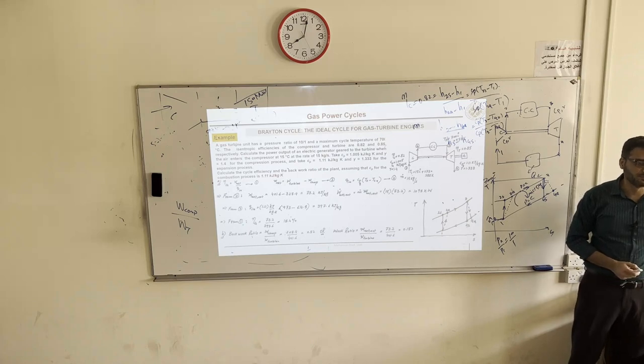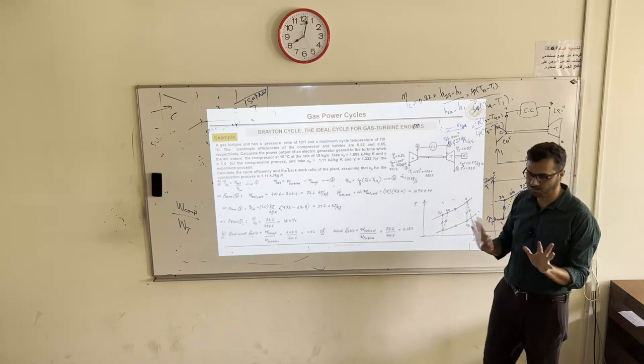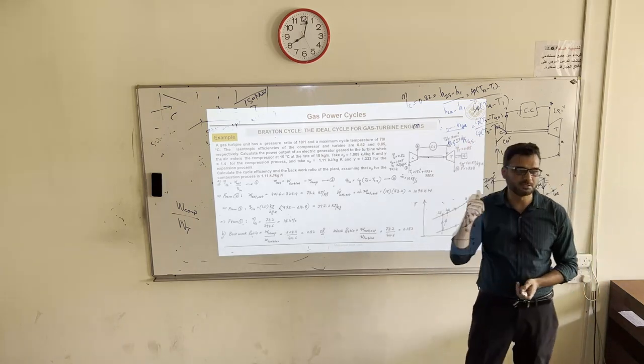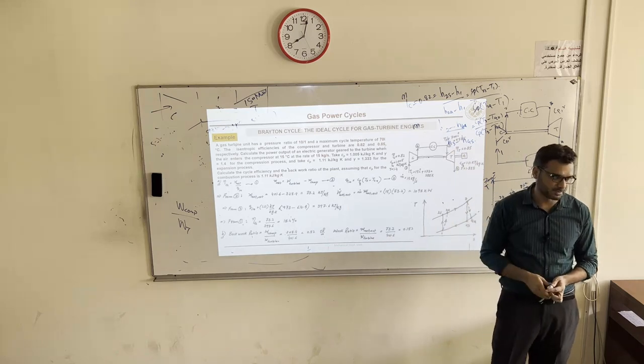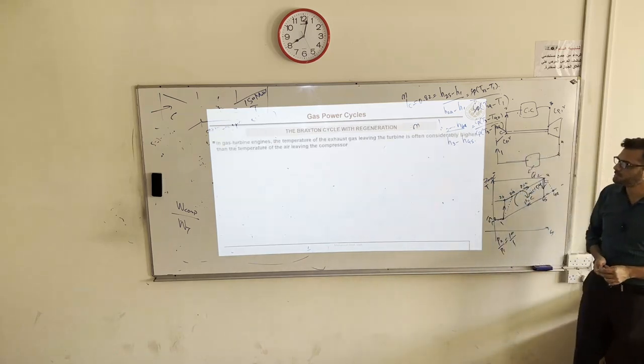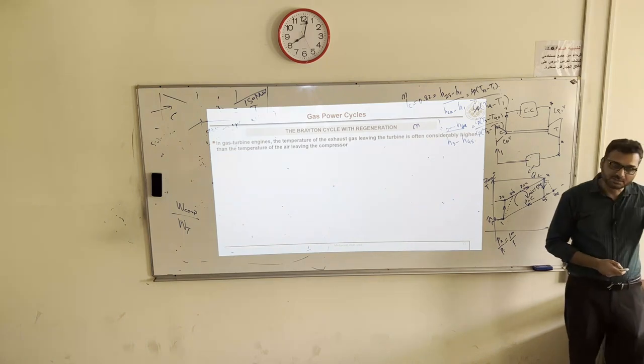There are different ways to improve the efficiency of this simple cycle. So we'll just go through the basic theory of improving the efficiency. The numerical problems related to that you will do in power plants. Okay. So what are the ways to increase the efficiency?